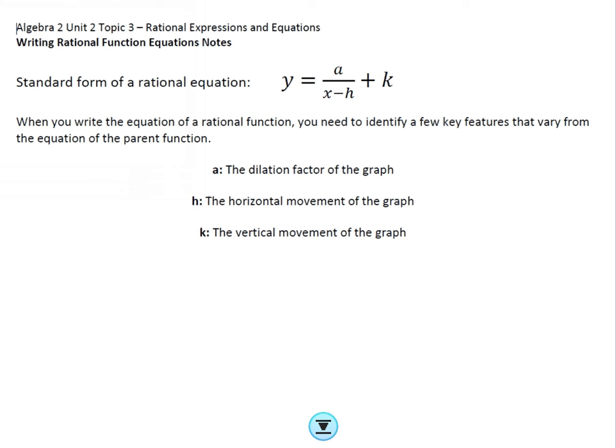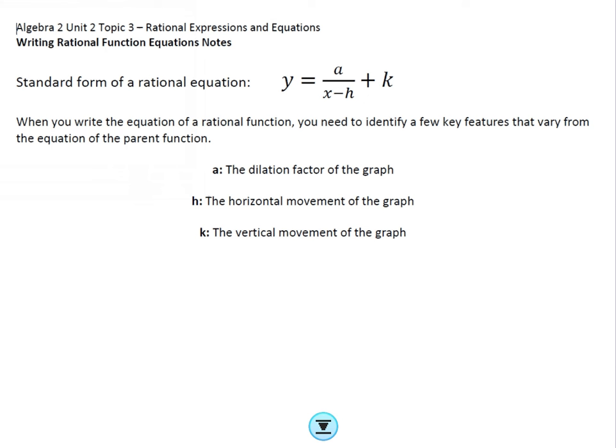So notice here you have this function y equals a divided by x minus h plus k. We are going to be doing a little bit with a. We're primarily going to be focusing on h and k. We have used transformations with h and k already this year. We also may have called them C and D, depending on the unit, but it's the same idea.